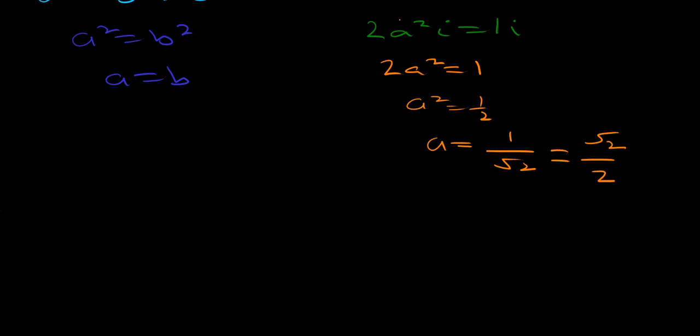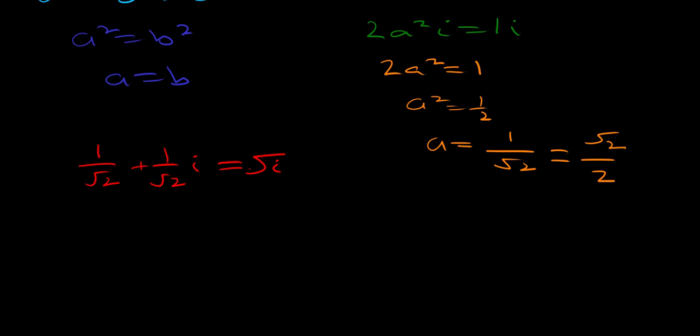Now, since we know that a is equal to b, we can just rewrite a plus bi as 1 over root 2 plus 1 over root 2 i. And this is the square root of i.